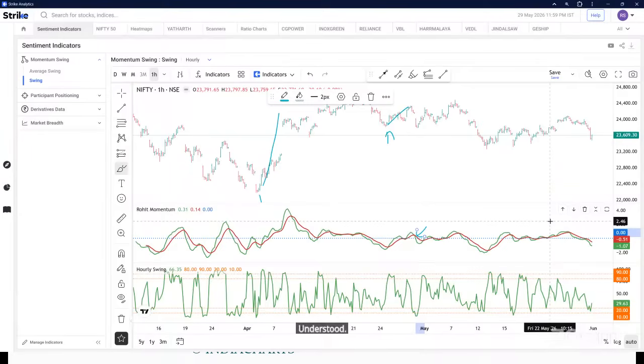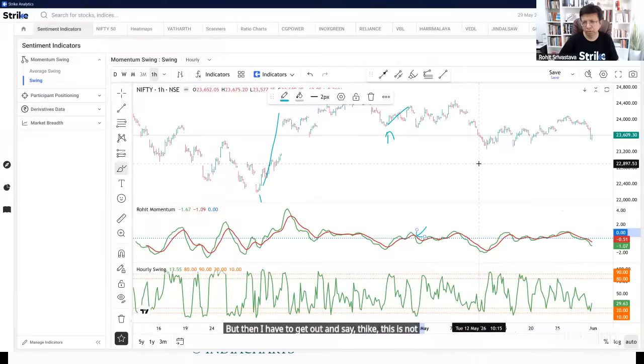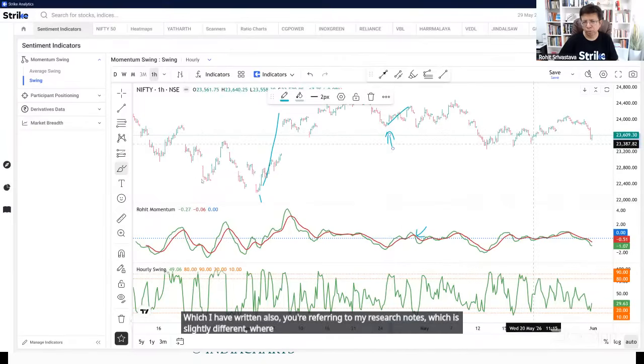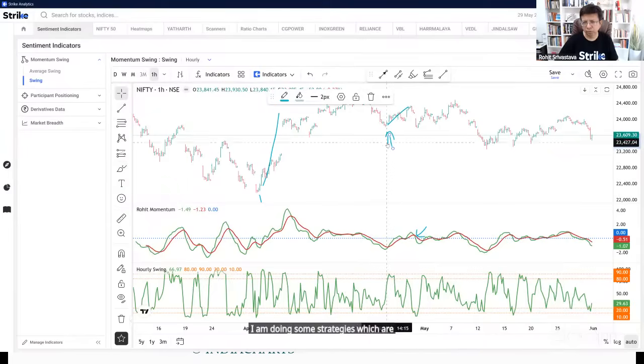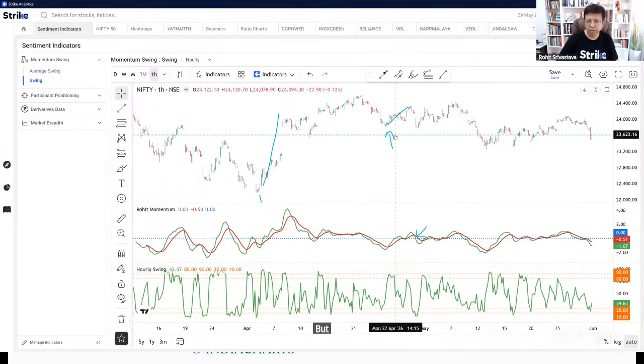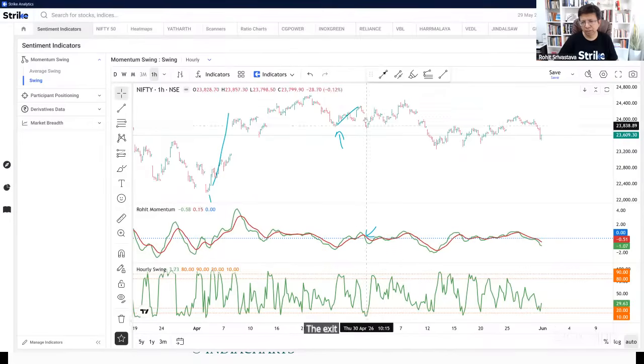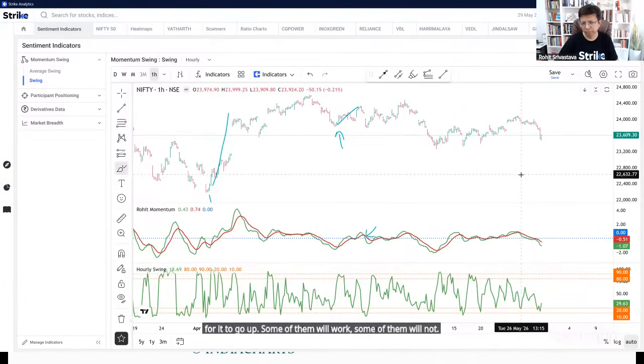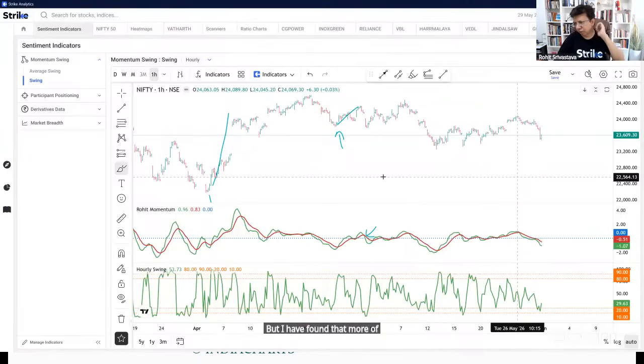Understood. So then I have to get out and say, okay, this is not working out, which I have written also. You're referring to my research notes, which is slightly different, where I am doing some strategies which are out of this also. But the exit has to be here. And similarly, there are multiple attempts for it to go up. Some of them will work, some of them will not. But I have found that more of them work than don't.